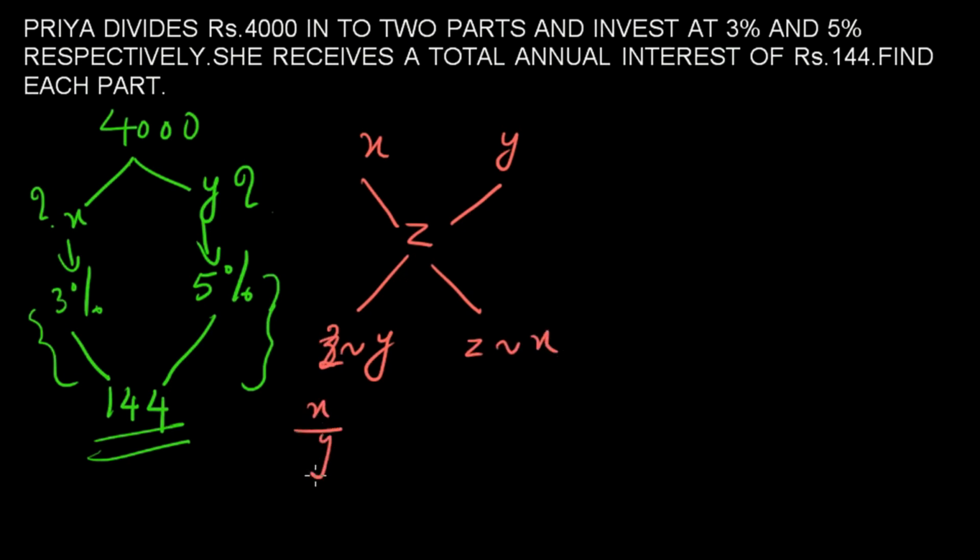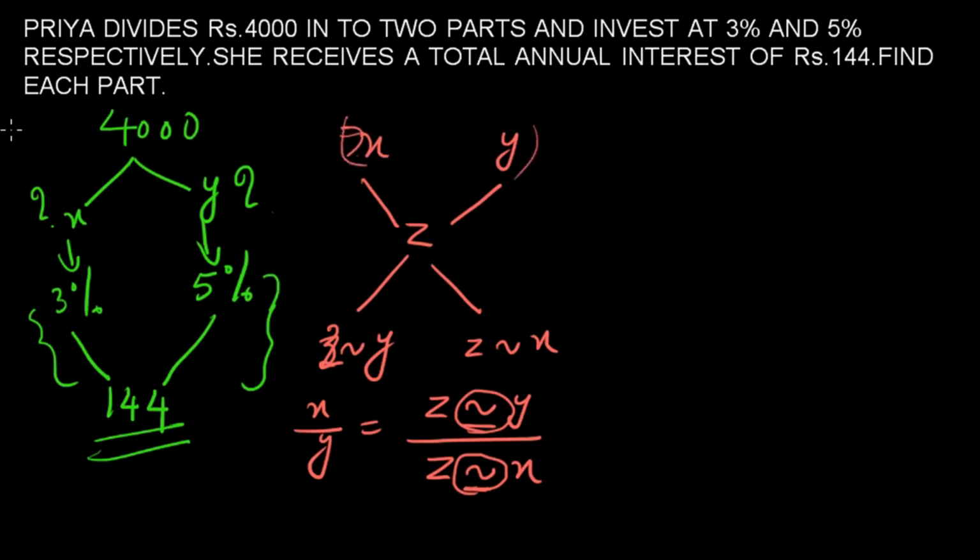Okay, so X by Y is equal to the difference between Z and Y divided by the difference between Z and X. Here I am using this symbol in order to denote the difference. Okay, whatever be the bigger quantity, that minus the smaller quantity. So X by Y is equal to the difference between Z and Y to the difference between Z and X. So you can easily find out the ratio between X and Y, or how many parts of X and how many parts of Y should be combined together to form Z. You can easily find out.